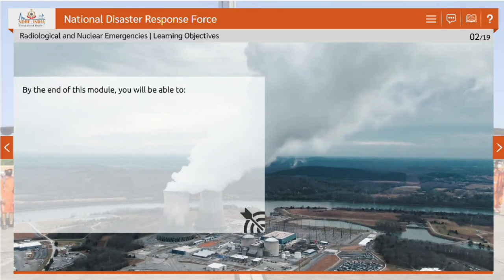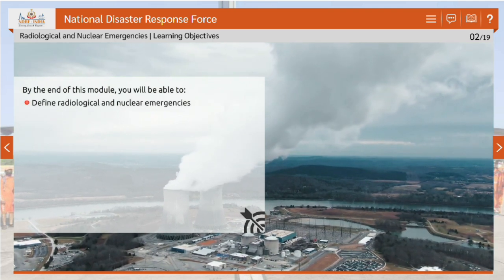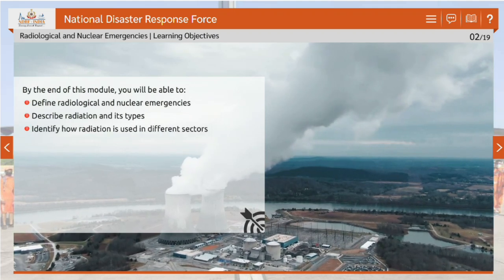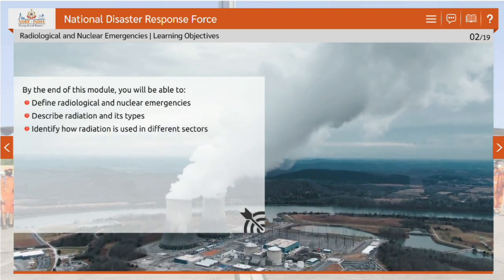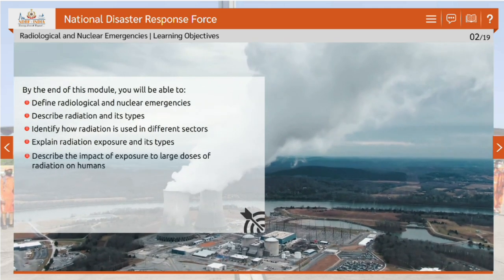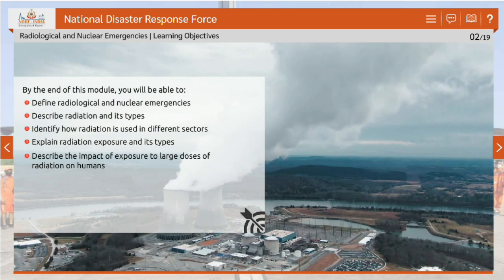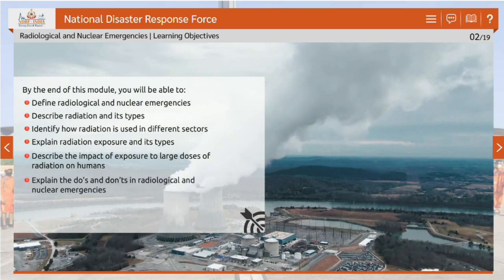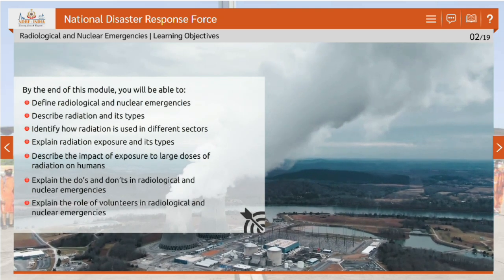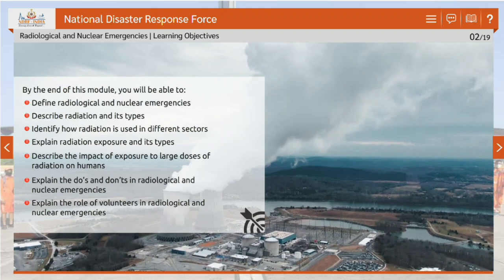By the end of this module, you will be able to define radiological and nuclear emergencies, describe radiation and its types, identify how radiation is used in different sectors, explain radiation exposure and its types, describe the impact of exposure to large doses of radiation on humans, explain the do's and don'ts in radiological and nuclear emergencies, and explain the role of volunteers in radiological and nuclear emergencies.